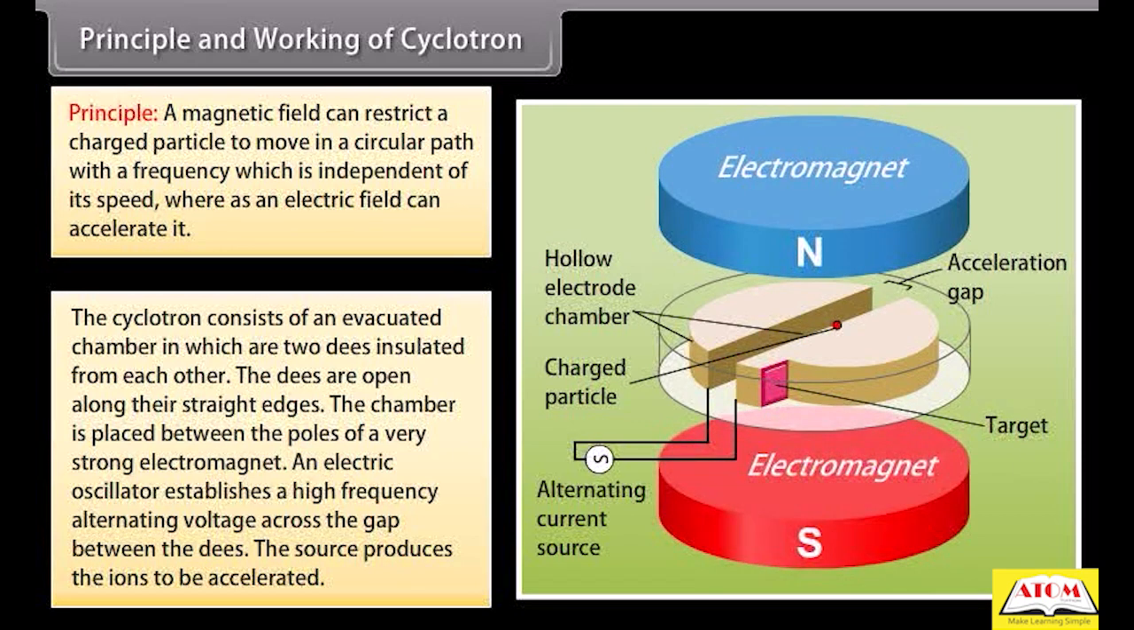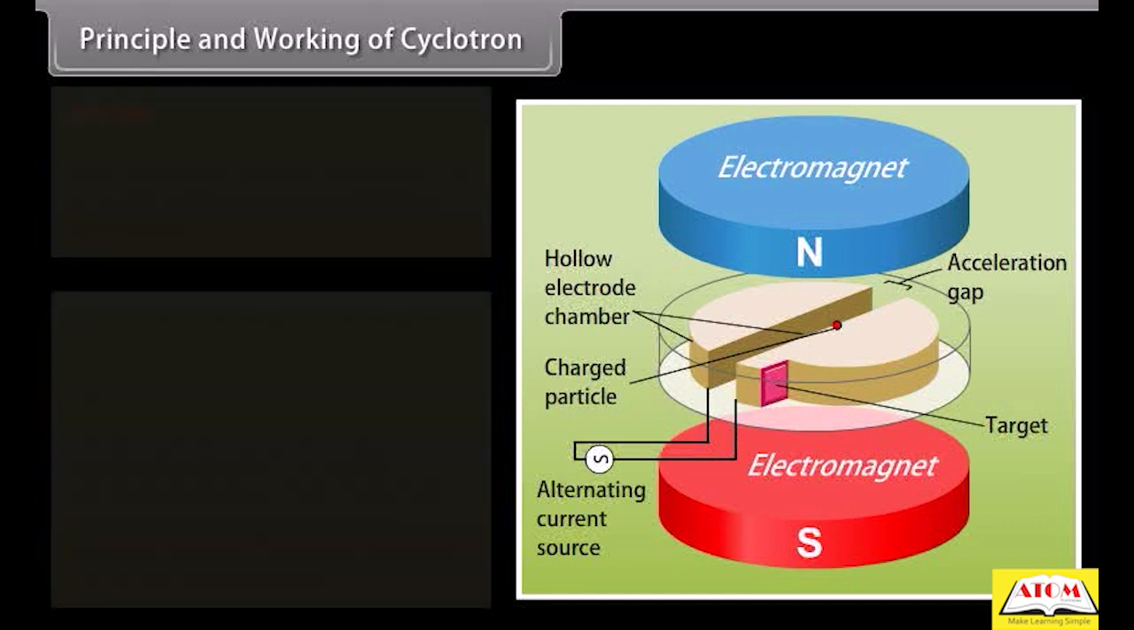An electric oscillator establishes a high-frequency alternating voltage across the gap between the Ds. The source produces the ions to be accelerated. Suppose an ion with a positive charge q and mass m is at the center of the gap when D1 is at negative potential with respect to D2. The ion is accelerated across the gap by the electric field between the Ds towards D1.